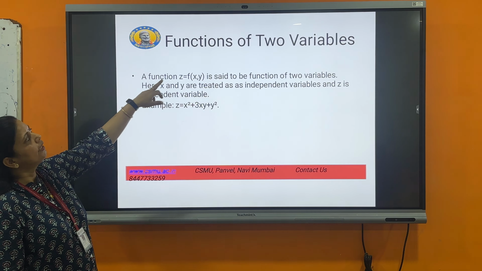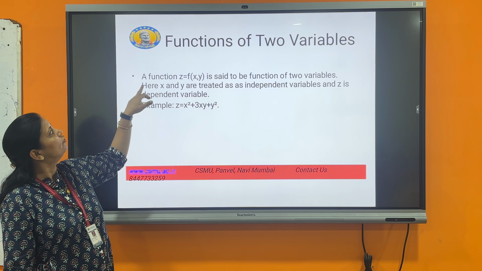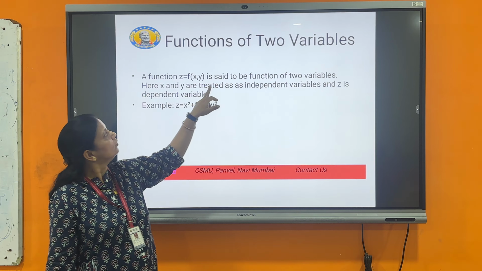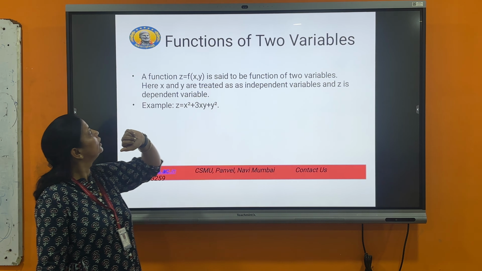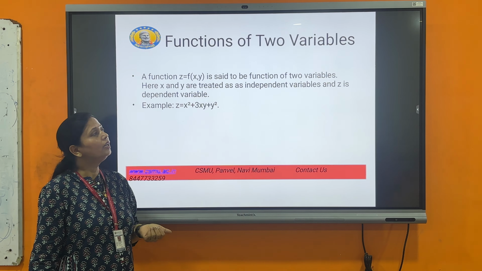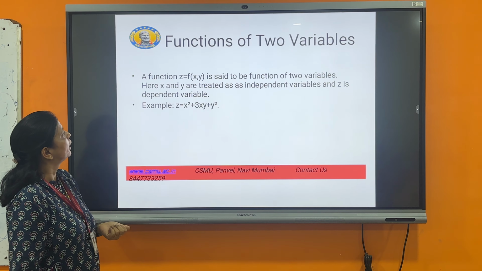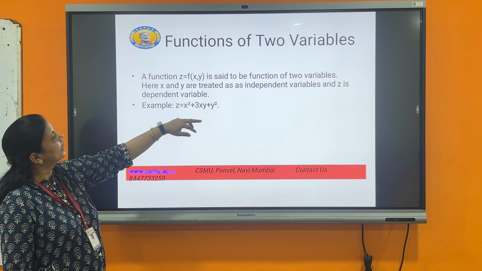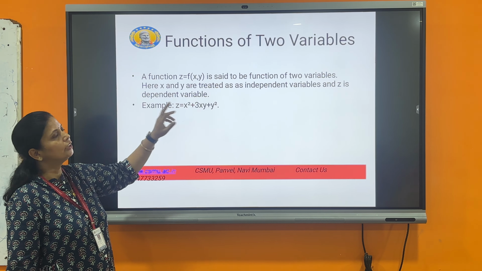Now, what is a function of two variables? A function z equal to f of x, y is said to be a function of two variables, where x and y are the independent variables and z is the dependent variable. The second example is z equal to x square plus 3xy plus y square. Here z depends on x and y.